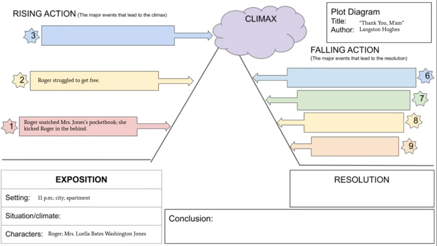Now, all of these events are creating conflict in the story. Roger admits he's going to run if he's released.